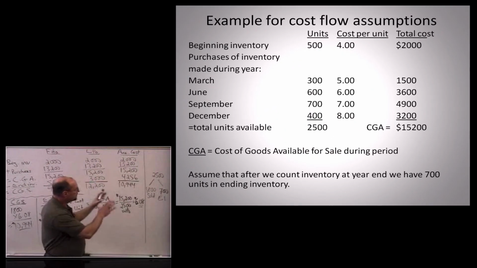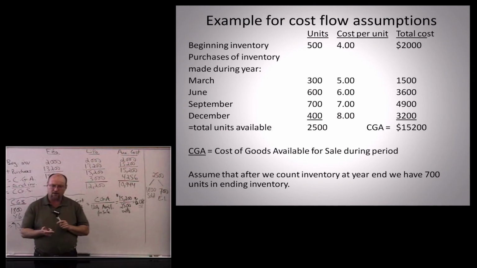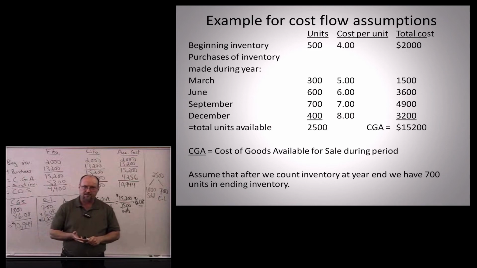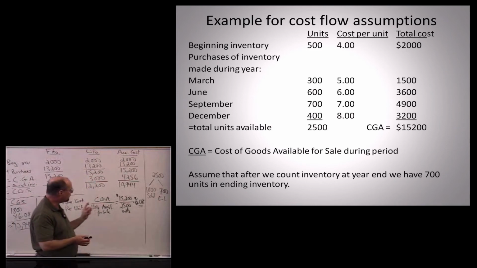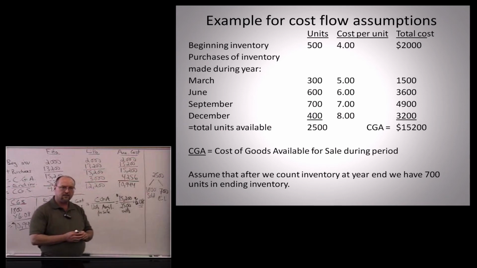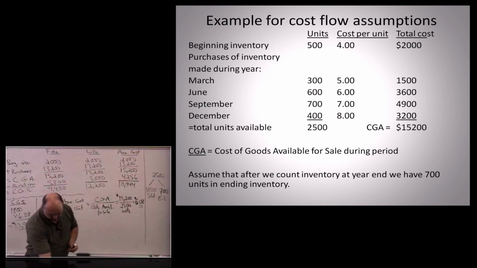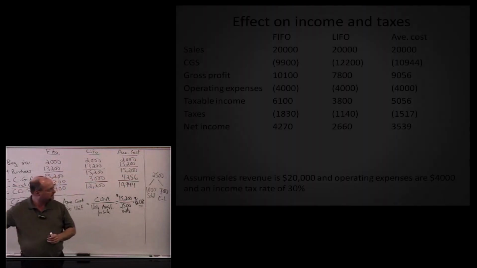Okay, so this is how we calculate inventory, ending inventory and cost of goods sold using FIFO, LIFO, and average cost. Now notice that if cost of goods sold is different, think back to your multi-step income statement. Sales minus cost of goods sold gives us gross profit. Then our income is going to be different with the three methods, and therefore our taxes will be different. Let's take a look at a slide that illustrates this.